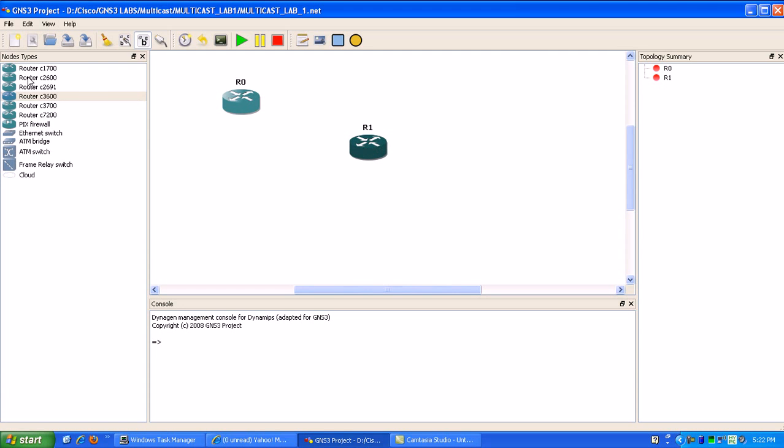Alright, so what we're going to do is be configuring dense mode, PIM dense mode. There's many versions of multicast. You can have PIM sparse mode, PIM dense mode, DVMRP, which is Distance Vector Multicast Routing Protocol. Then you have MOSPF, which is multicast OSPF. So there's a lot of flavors of multicast out there. You just got to choose which one's the best for your situation.